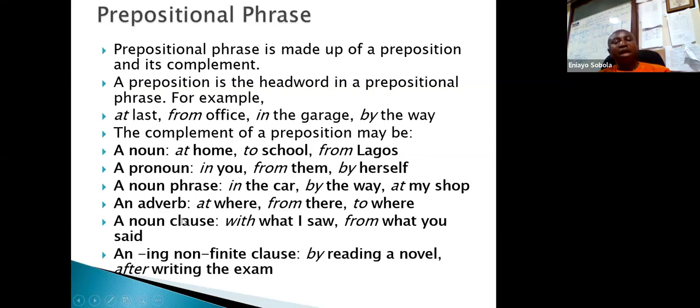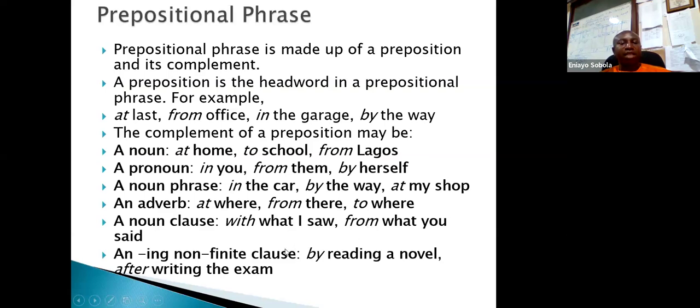Beyond that, we also have a noun clause functioning as a complement in a prepositional phrase. Here, we have with what I saw. What I saw is a noun clause, which complements with in order to form the prepositional phrase with what I saw. From what you said. What you said is a noun clause, which complements from to create a prepositional phrase from what you said.